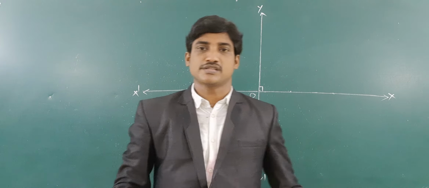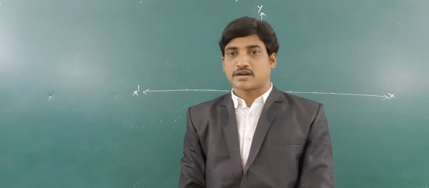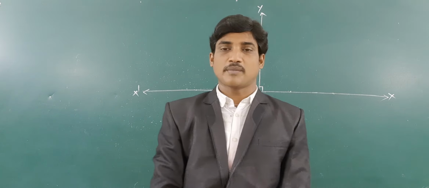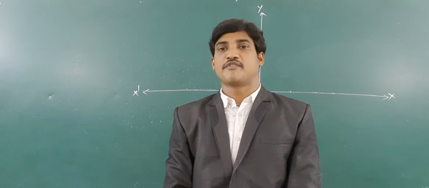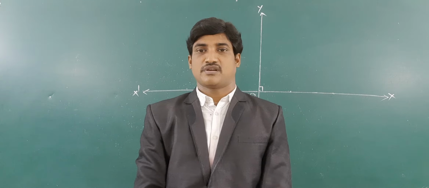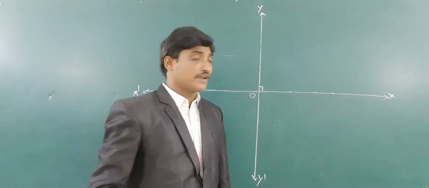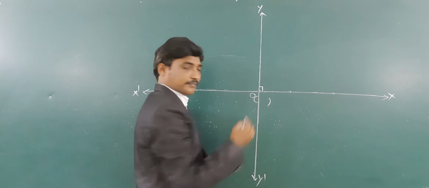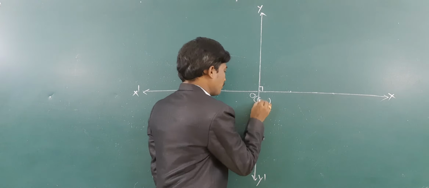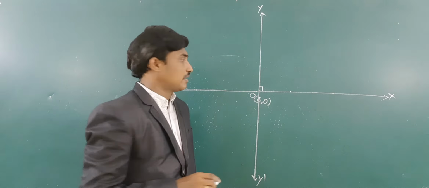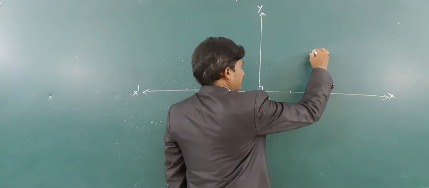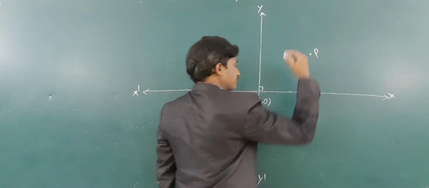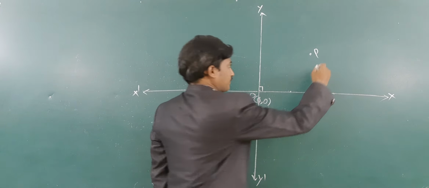In the words of Johannes Kepler, where there is matter, there is geometry. Now let us know the formula for finding the distance between any 2 points on a coordinate plane. We know the coordinates of the origin are 0, 0. Let me take a point on the coordinate plane, some P(x, y).